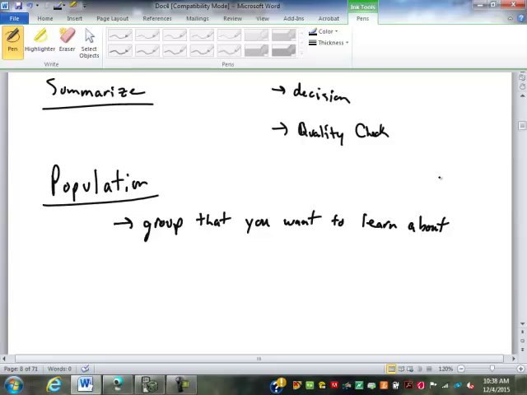Well, your population there is not the candidates for president. You want to learn which one of them is going to get the nomination, but they're not necessarily who you want to learn about. Who you really want to learn about is the voters, the people that are going to vote for them, because they're the ones that are going to determine that. So your population would be all people who are going to vote in the Democratic primary elections.